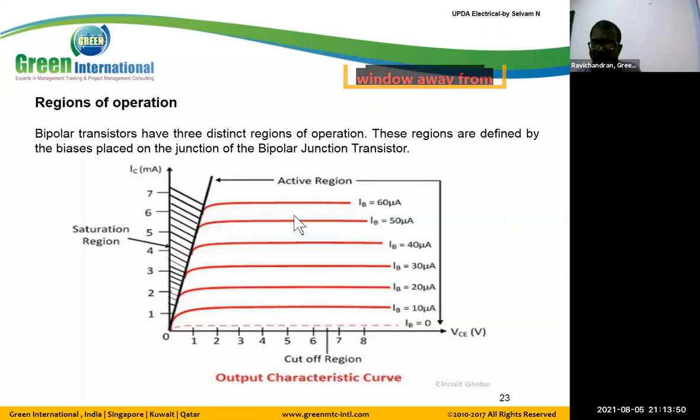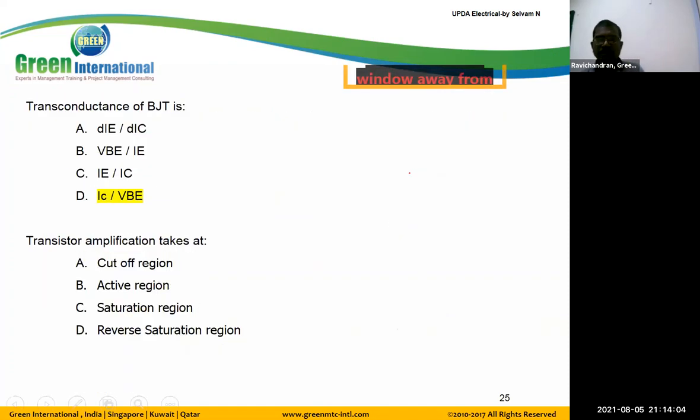So I come to our point. In this area, the transistor acts as an amplifier. So here, amplifier, so active region.